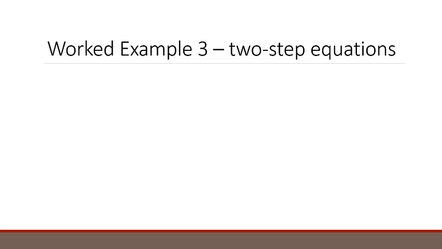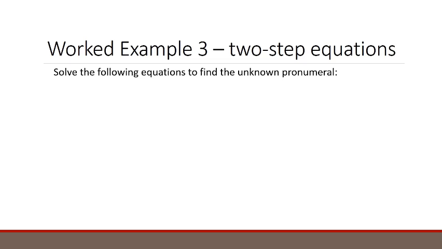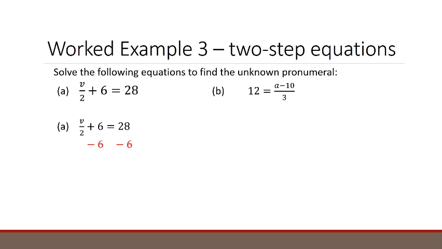For worked example 3, we're going to have two-step equations. It says solve the following equations to find the unknown pronumeral. Part A has v on 2 plus 6 equals 28. And so we want to subtract 6 from both sides. When we do that, we're left with v on 2 on the left-hand side. And 28 minus 6 is 22.